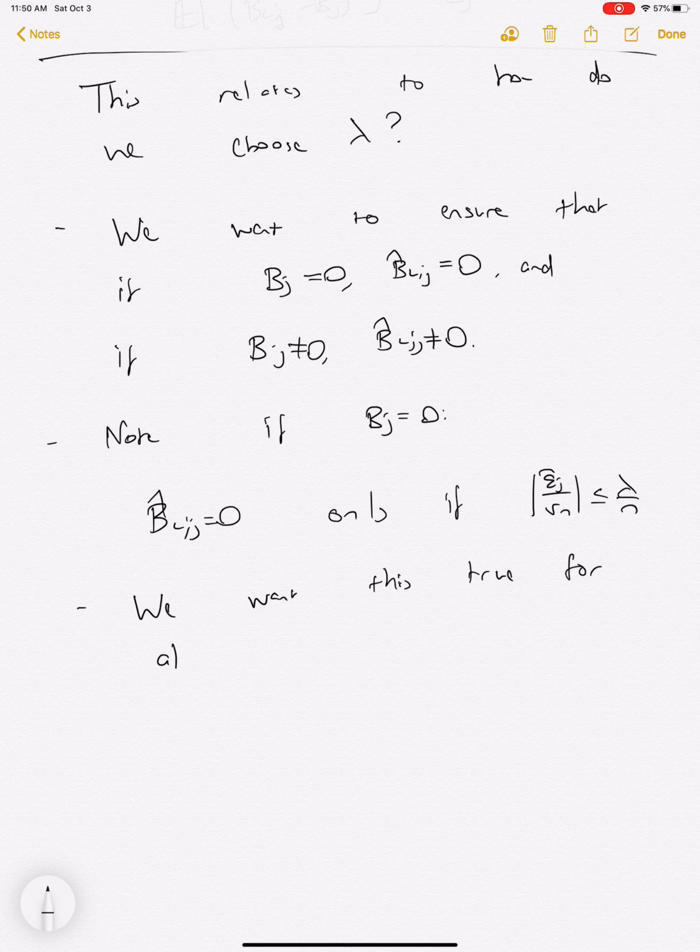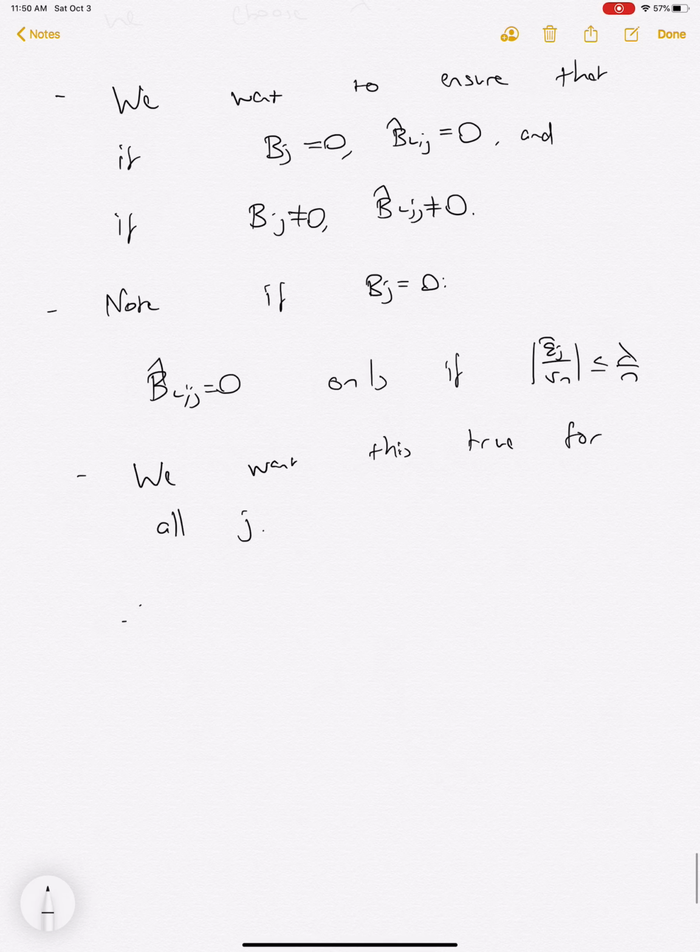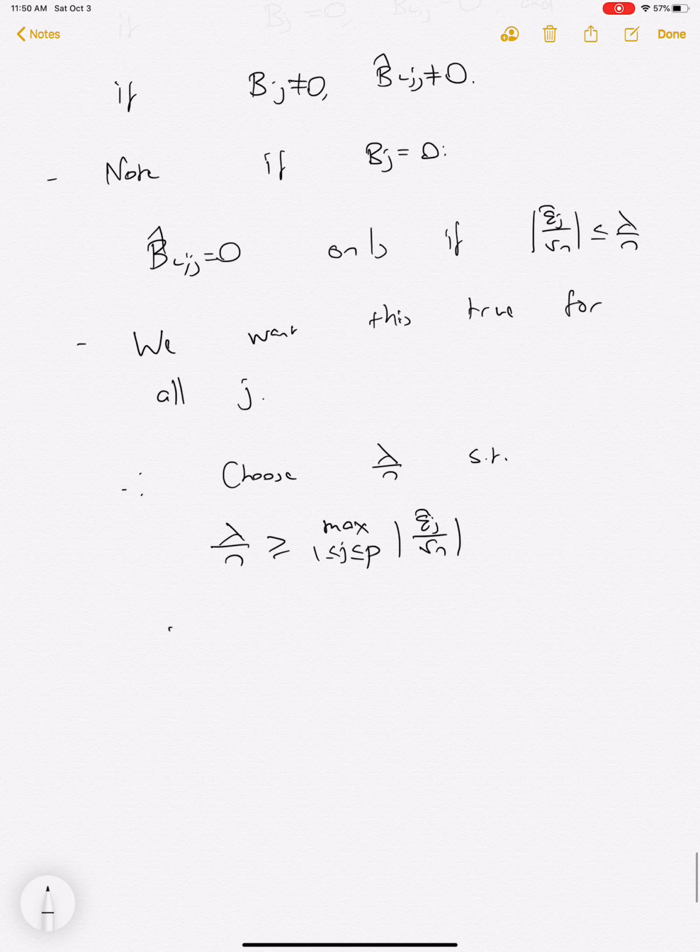We want this true for all j. So therefore we want that such that, so we're going to say that we want the maximum value of j from 1 to p, or equivalently that... okay, so this is potentially a little bit non-intuitive, and you may not have seen an argument like this before.